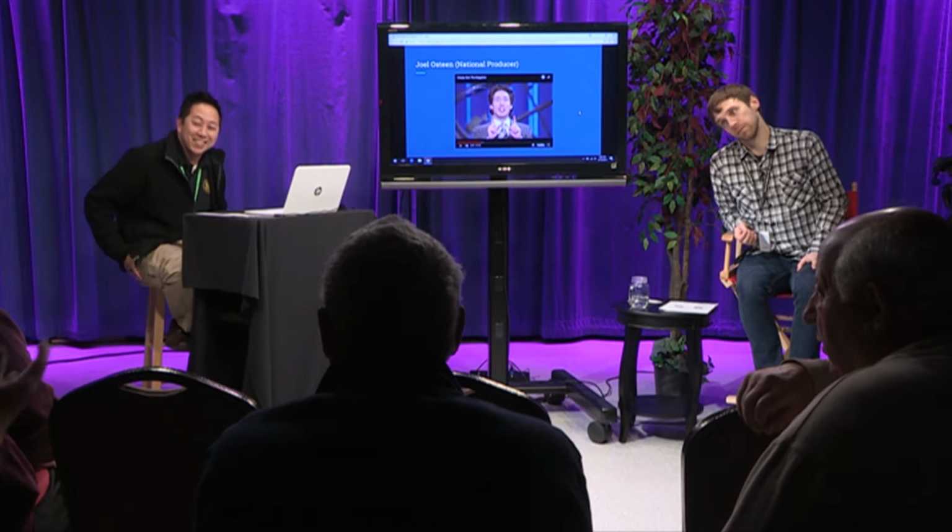Even if it's an angle, with the better cameras now, you can get really nice looking shots of a minister and people praying and things like that.